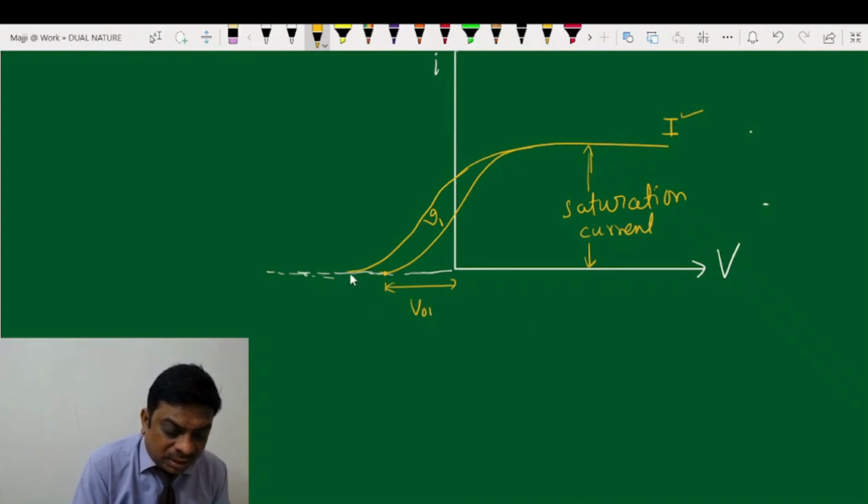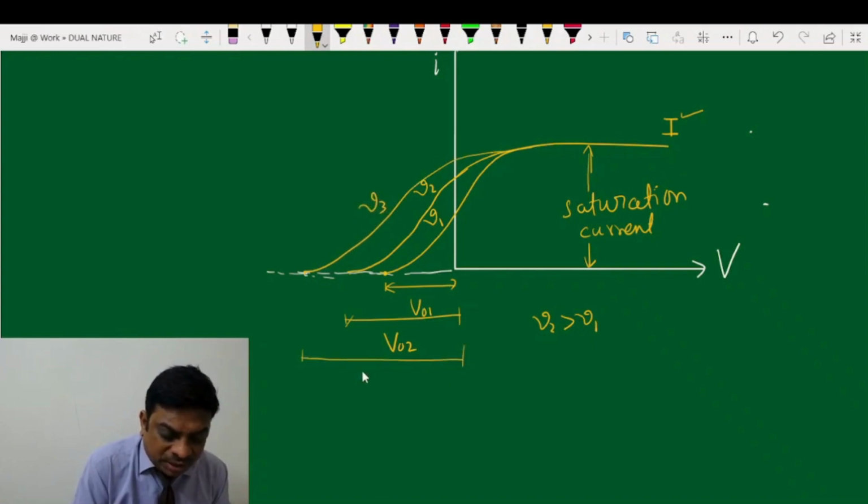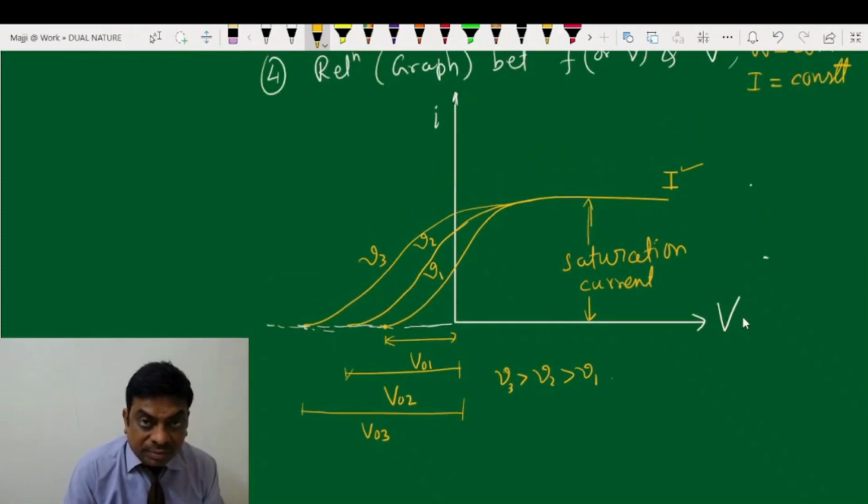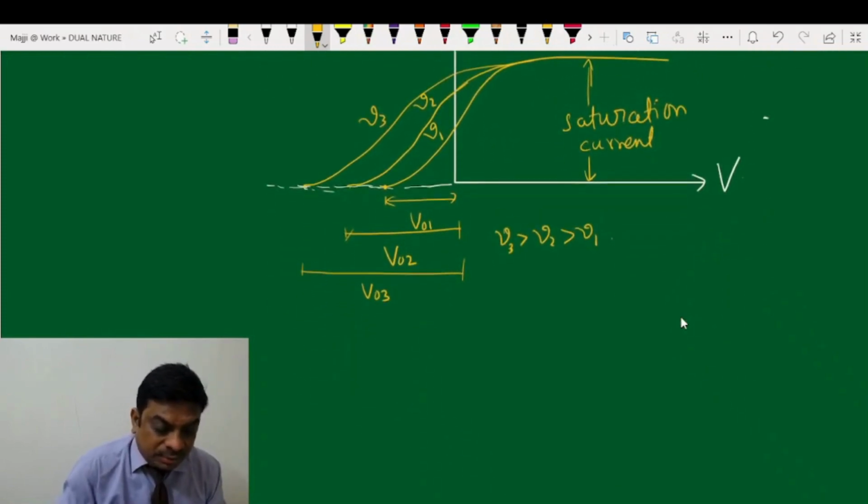Is it okay, students? But the stopping potential for the second has been increased. Here, nu2 is greater than nu1. Then, if we increase further to a new frequency, let us say nu3, the stopping potential will be still more, assuming nu3 to be greater than nu2. So this is how you get the current versus voltage graph. Okay, students?